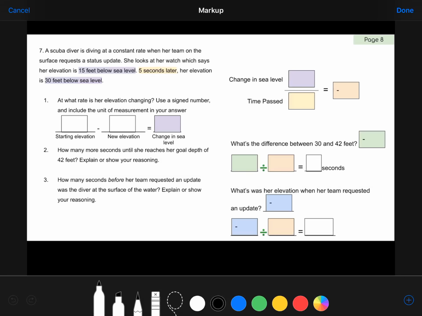Question 1 says, at what rate is her elevation changing? Use a signed number and include a unit of measurement. So the first thing we need to do is figure out what's the change in sea level.